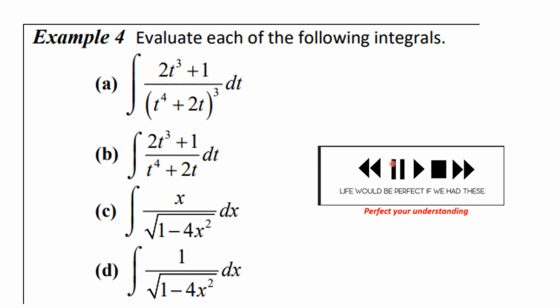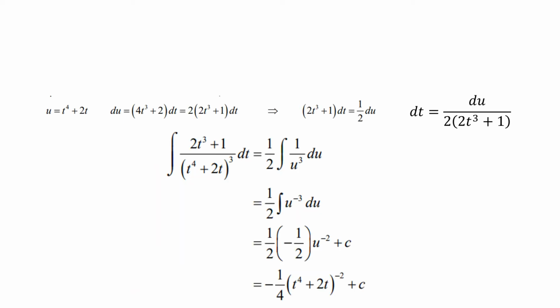Here's 4 more problems for you to calculate, so please, you know what to do. Let's see how you did. So this is going to be our substitution, and dt is going to be du over 2 times that. We make the substitution. We have 1 over u cubed, that's u to the minus 3. Add 1 to the exponent, divide by the new exponent, and I get this as my answer when I reverse the substitution.